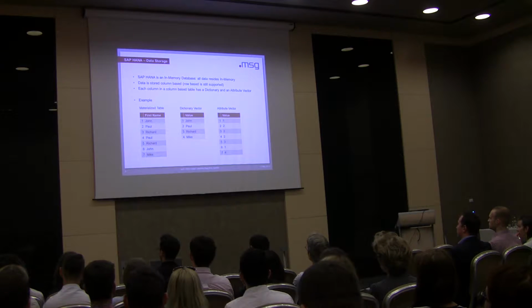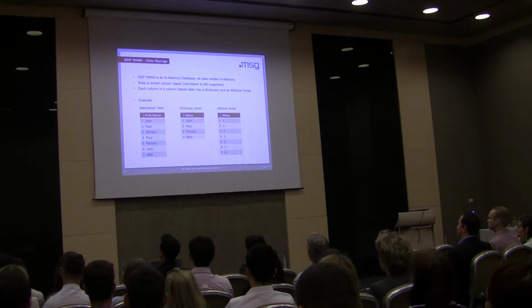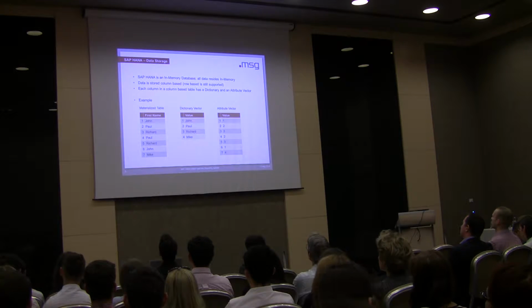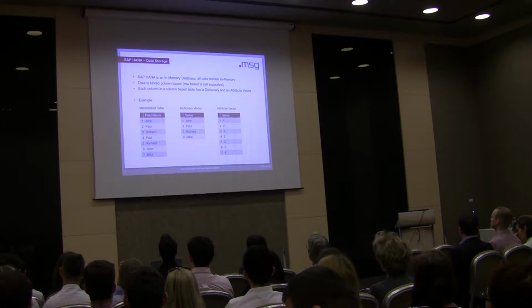You have here the materialized table where you have several first names. You see at position 1 a John, at position 2 a Paul, Richard, Paul again, John, and so on. So you have many duplicate entries in that materialized table. In the dictionary vector, which is automatically created, just the distinct dictionary values are stored. So you see it, you have John just one time, we have Paul, and we have Richard, and we have Mike. No duplicate values.